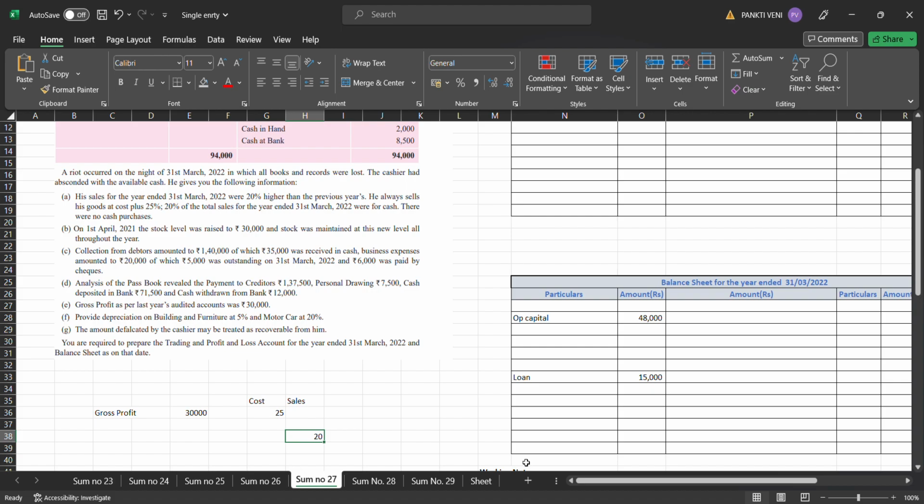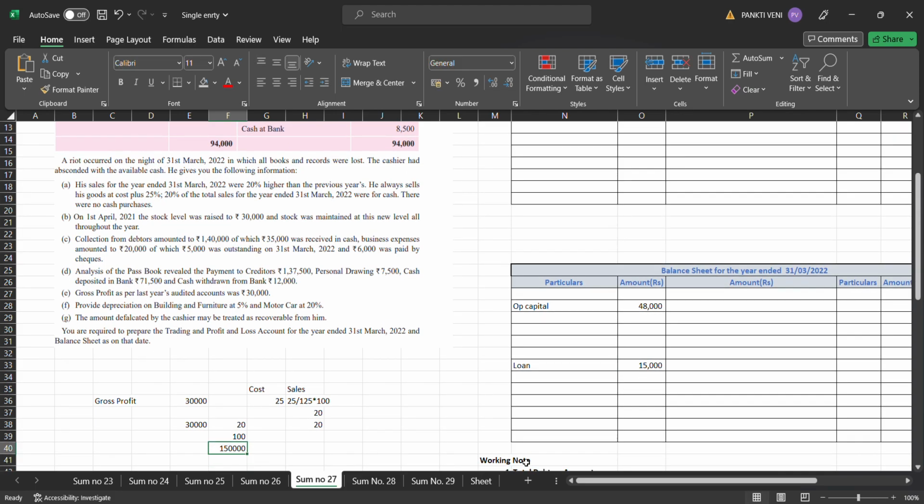Accordingly, with the help of that, I am going for 20 sales. So what I did, 25 divided by 125 into 100, which is giving me 20%. So what I'll do, 30,000 is equal to 20%. So what is 100%? So 30,000 into 100 divided by 20. That will give me 1,50,000 as my sales.